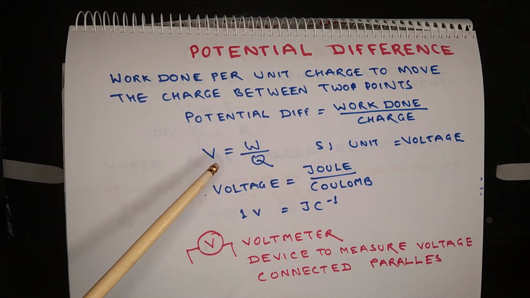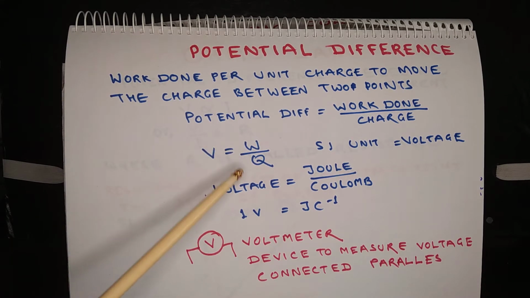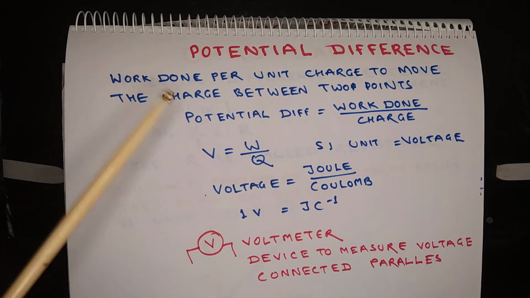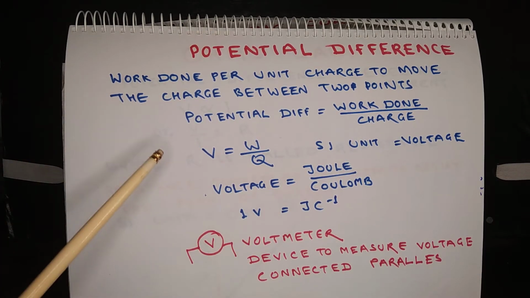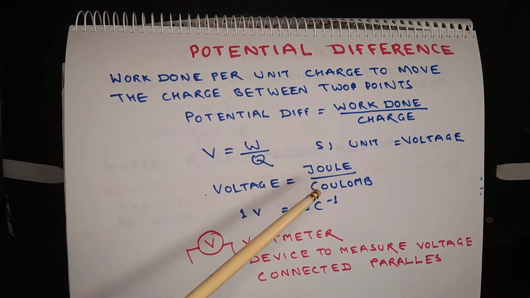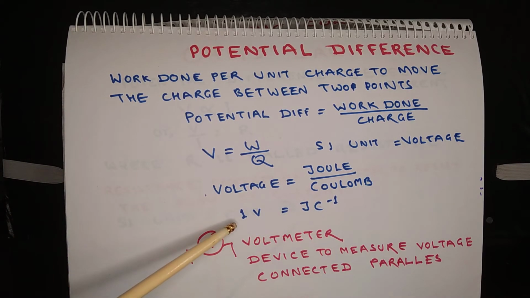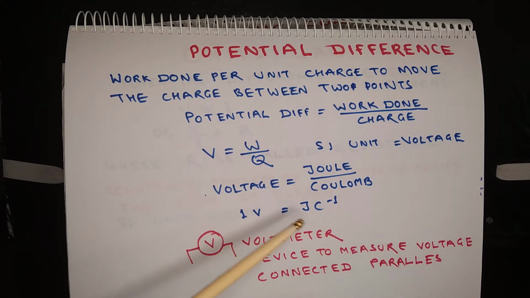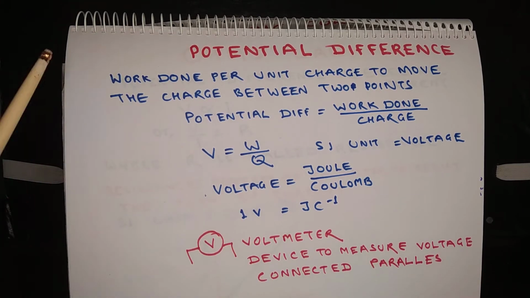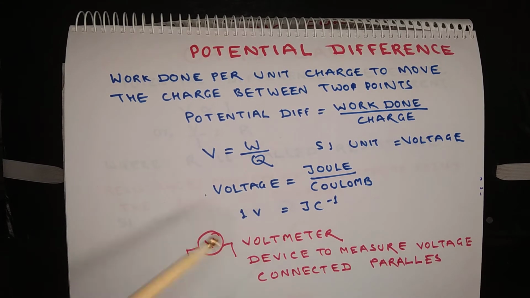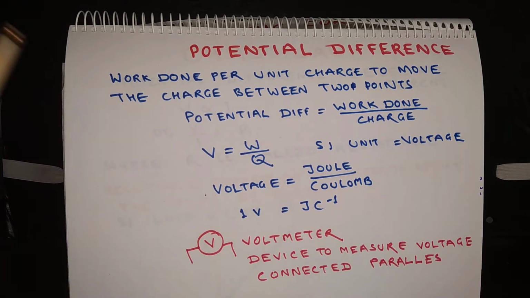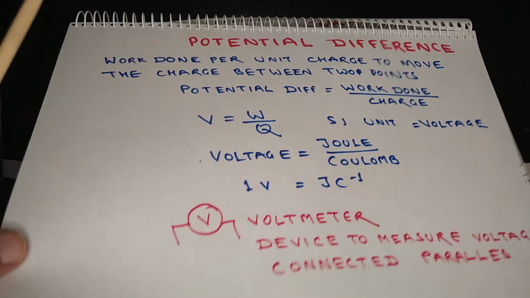V is equal to W upon Q, where V is potential difference or voltage, W is work done, and Q is charge. The SI unit of potential difference is volt, and SI unit of work is joule, and that of charge is coulomb. So volt is equal to joule upon coulomb, or we can also say that 1 volt is equal to 1 joule per coulomb. The device which is used to measure the potential difference or voltage is called voltmeter, and it is connected in parallel with a component for which we need to measure the potential difference.